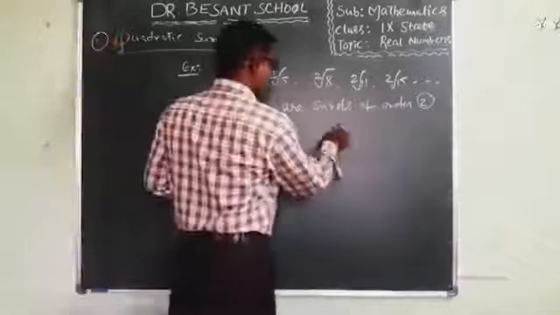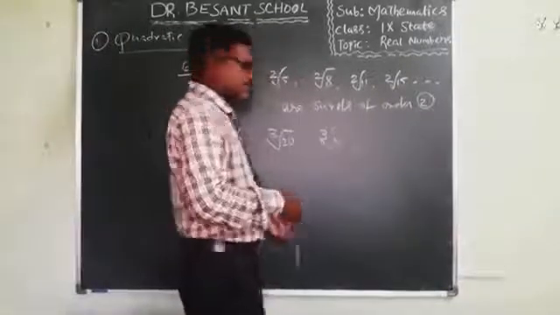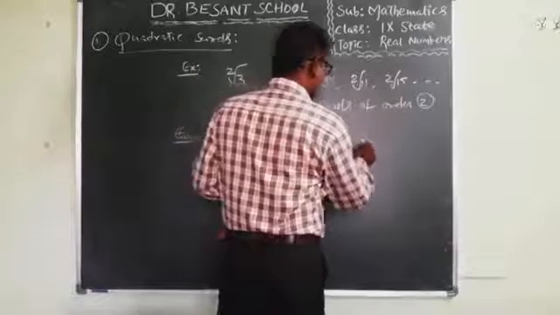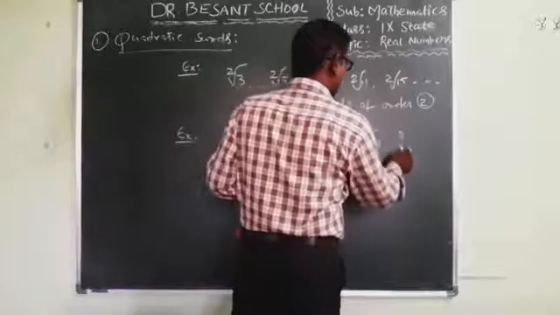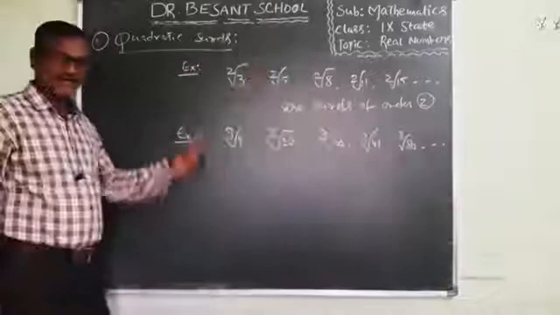Again, cube root of 50. Again, cube root of 41. This is cube root of 80, and so on. So these are the surds of order 3.